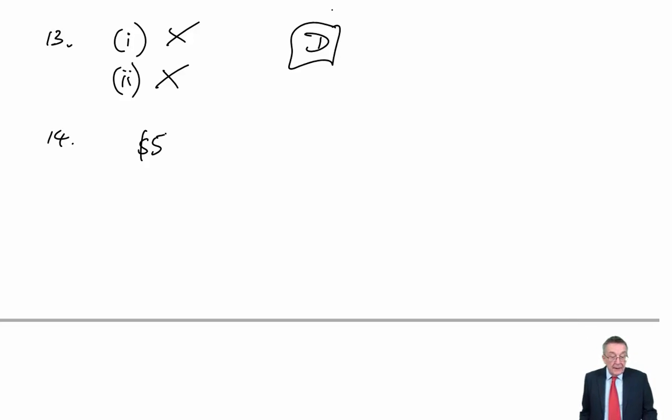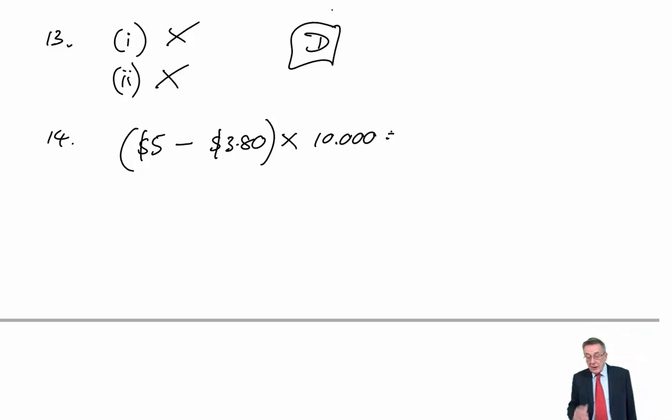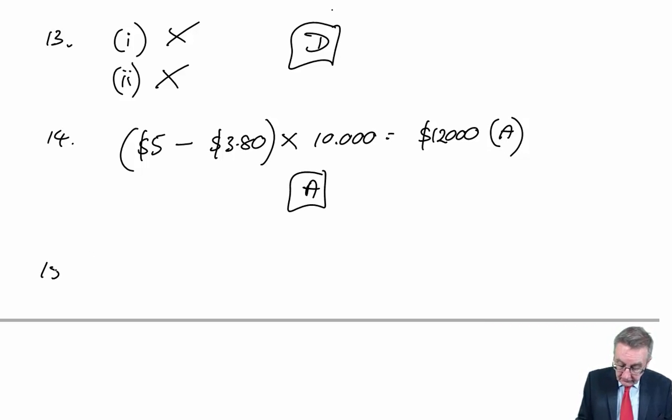Well, the planning variance, we originally budgeted on $5. Had we known this information, we would have revised the budget. We'd have budgeted on a selling price of only $3.80. So the planning variance would be 1.20 per unit. Applied to the actual sales, where the actual sales were as budget, which was 10,000. So the price planning variance would be 1.20 times 10,000, which is 12,000. And because we'd be revising the price downwards, lower price would mean less profit, so it would be adverse. 12,000 adverse? Yes, the answer is A.